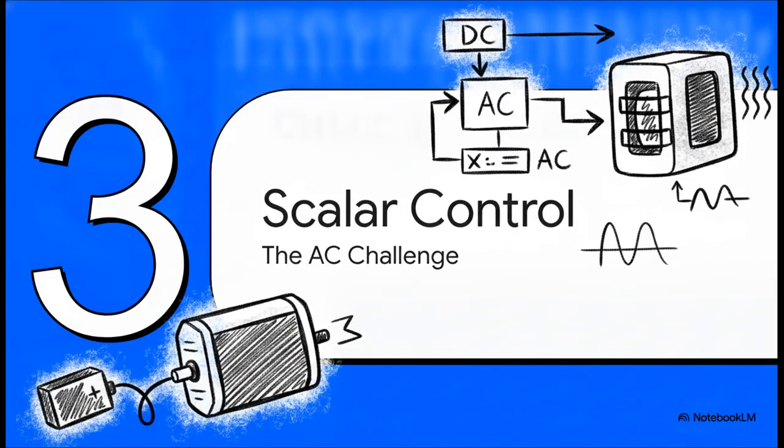Now, DC motors are relatively straightforward to model and control, right? But the industry relies heavily on induction motors, which use alternating current, or AC.